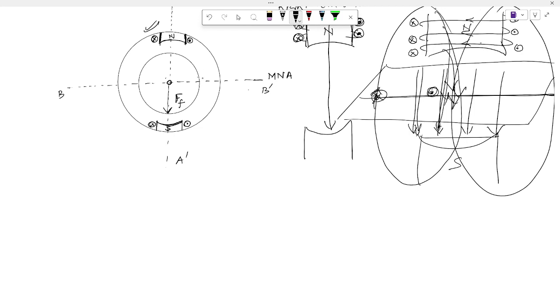Okay, now for a two pole machine, this MNA will be equal to the geometrically neutral axis. Brushes are always placed in GNA. Why in GNA? Sir, GNA or MNA?